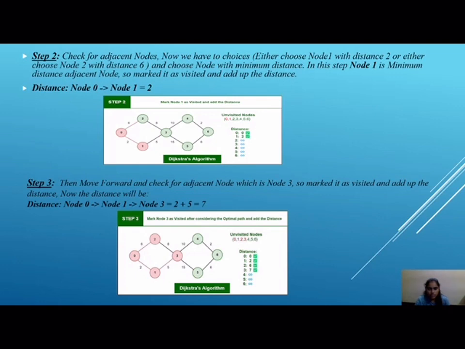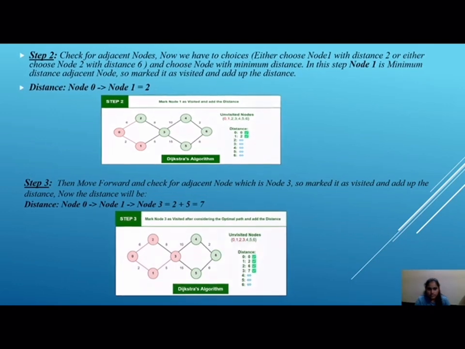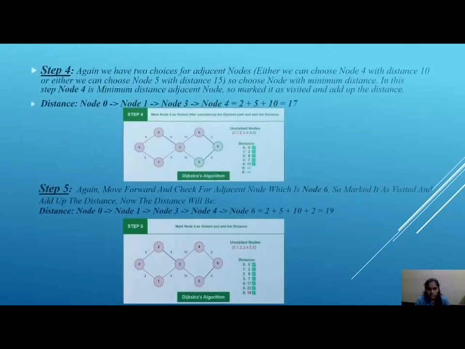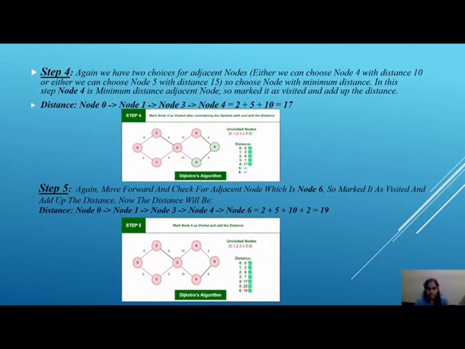Step 3. Then move forward and check for the adjacent node, which is node 3. So mark it as visited and add up the distance. Now the distance from node 0 to node 1 to node 3 is 2 plus 5, 7. Step 4. Again we have two choices for adjacent nodes. Either we can choose node 4 with distance 10 or we can choose node 5 with distance 15. So choose the node with minimum distance. In this step, node 4 is the minimum distance adjacent node. So mark it as visited and add up the distance. Now the distance becomes 17.